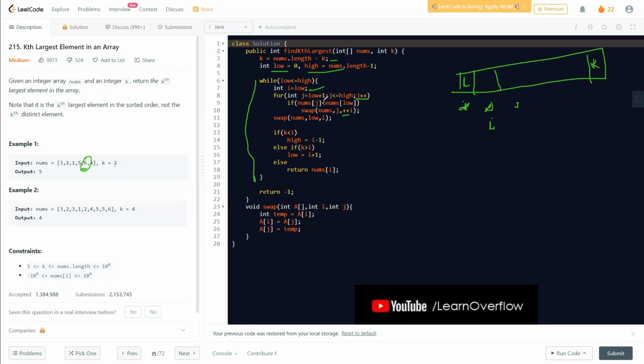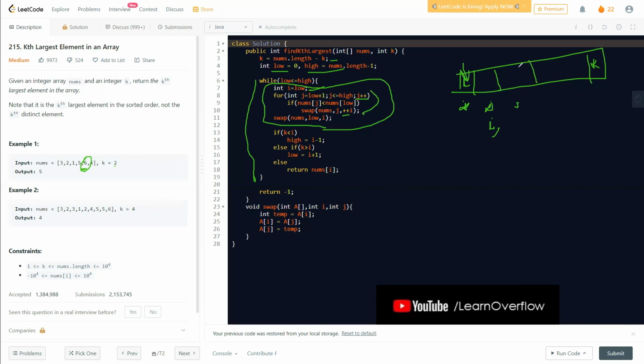And then after a complete loop is done for us, we swap the I position element with the low position element. Okay, so that's the idea behind this. And this was our partition condition, that we usually have to just point our pivot element, that is the low element, to the position where it should actually exist. Okay, so that was the idea behind that.